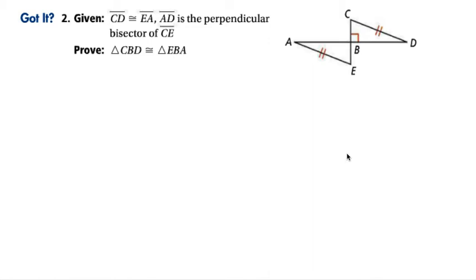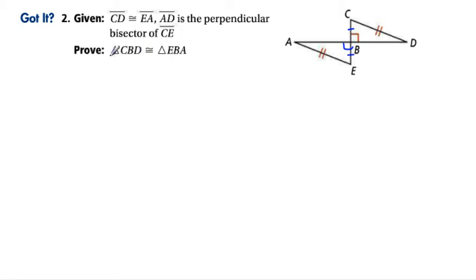All right, I hope you gave that one a try. Let's take a look. They're telling us that CD is congruent to EA, and that's marked on the diagram. AD is the perpendicular bisector of CE. Let's go ahead and mark that right away. What does that mean? It says that AD is the perpendicular bisector. Well, perpendicular means that we have 90-degree angles here, right? Two 90-degree angles. And it also bisects CE. That tells us that this segment right here is congruent to that segment right there.